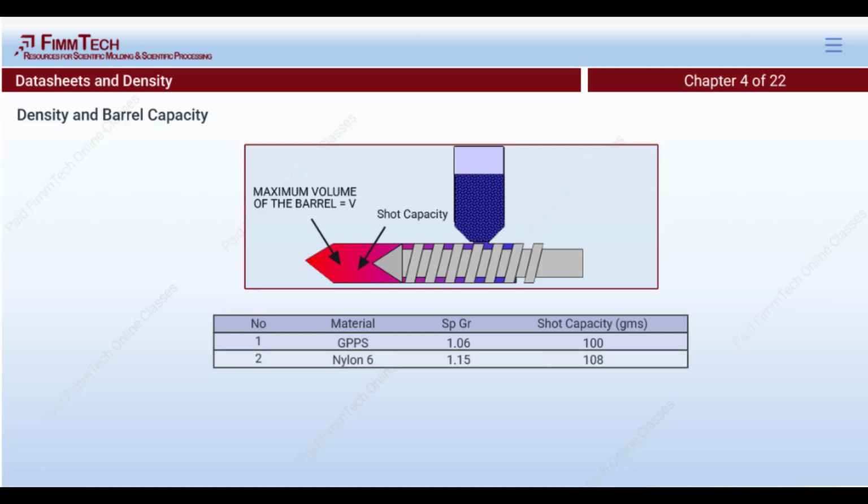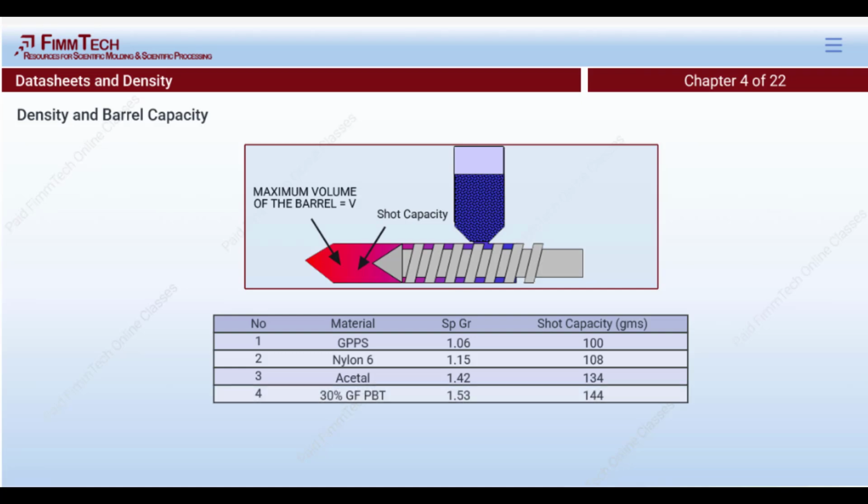However, if I am now molding nylon that has a density of 1.15, and since the density of nylon, 1.15, is greater than 1.06, the weight of plastic that it can hold is also higher, and now that is 108 grams. If I go to acetal that has a specific gravity of 1.42, the shot capacity goes up to 134.